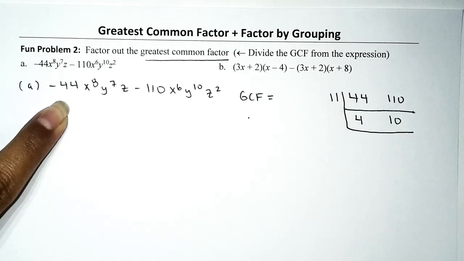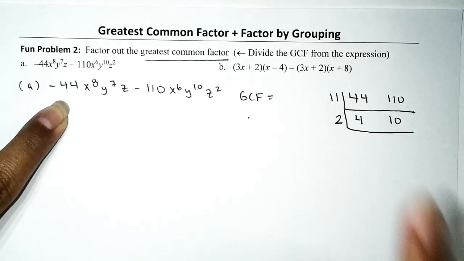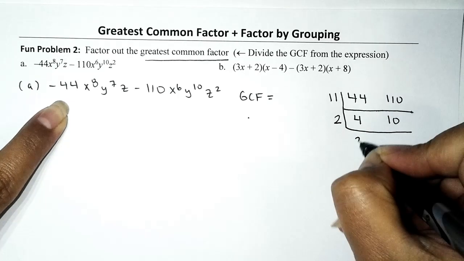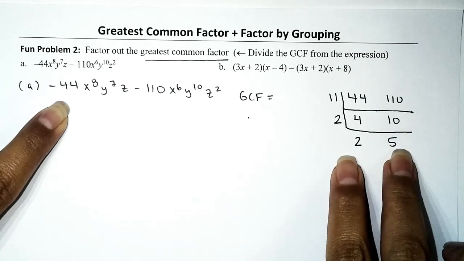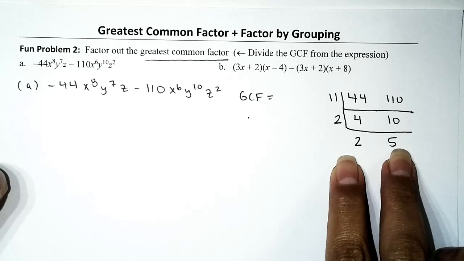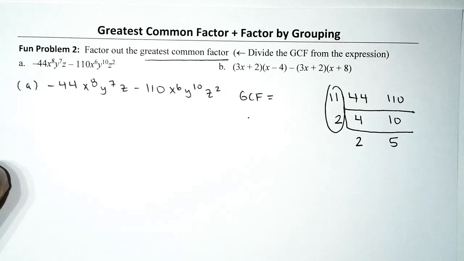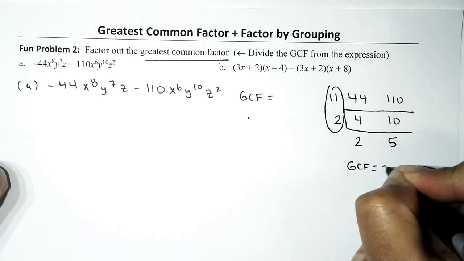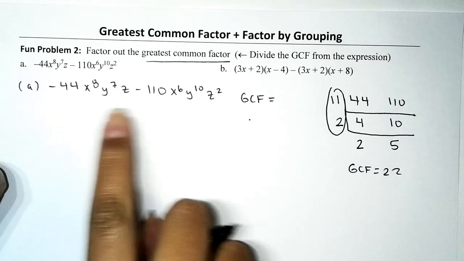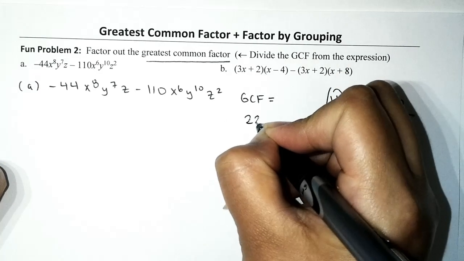4 and 10 have a common factor of 2. So let's go ahead, pull it out, and show the reader what we're left with. 2 goes into 4 2 times, and 2 goes into 10 5 times. 2 and 5 have no more factors in common other than 1, so we're good. So the GCF is given by the product of all the numbers to the left of the ladder. So in this case, it's 22. Okay. So the GCF, I don't have space. Maybe I should have written it below. Okay, so the GCF is given by 22.